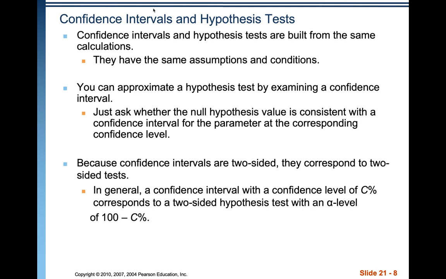Because confidence intervals are two-sided, they correspond to two-sided tests. So in general, a confidence interval with a confidence level of C% corresponds to a two-sided hypothesis test with an alpha level of 100 minus C%. So a 95% confidence level corresponds to a 5% significance level for a two-sided test.